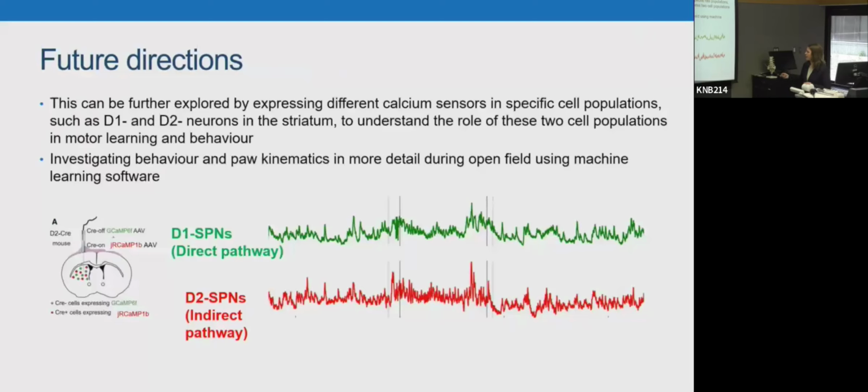And one thing you'll notice is that both of these pathways are often active at the same time. So as I mentioned earlier, more recent research has shown that it's not simply a go and a no-go, but these two pathways kind of work together to refine movement. So both pathways seem to be active during the rotarod task, but we're interested in how the specific patterns of activity differ during the rotarod and different behaviors.